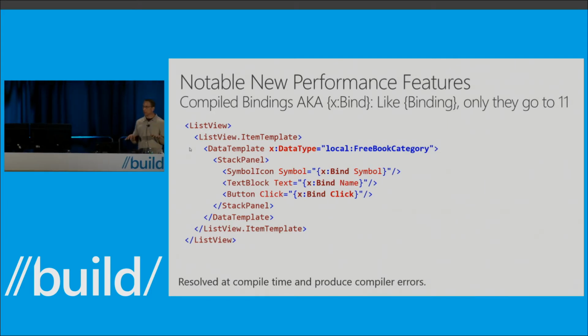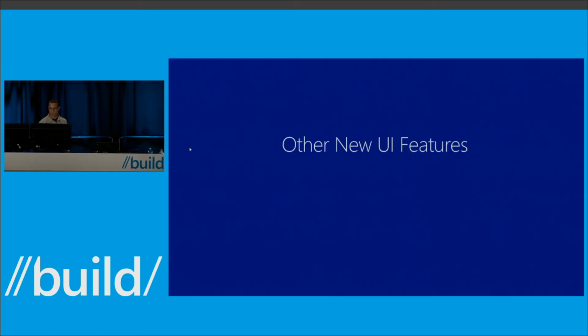We actually generate it in the form of a CS file, so you can actually single step through your bindings now. The code that we used to do reflection that was hidden in the framework, you can actually step through now to see what's going on with your binding. So super powerful. Love the feature.